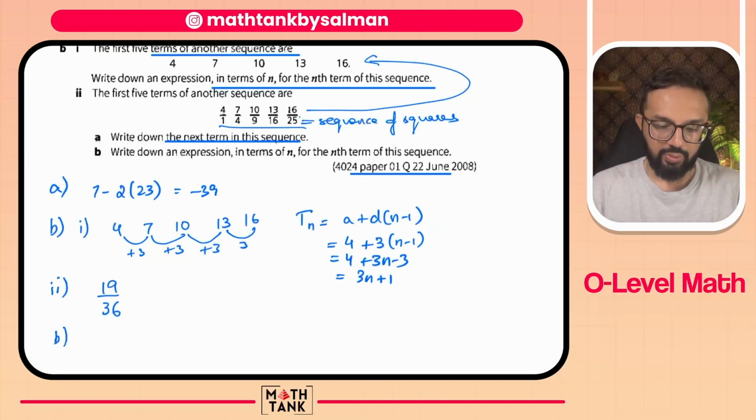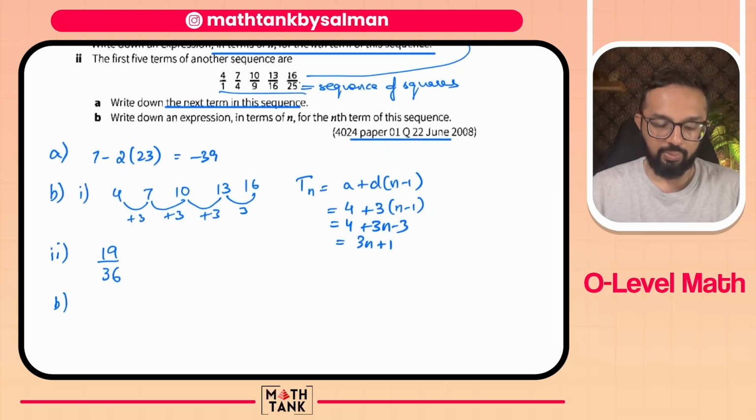It says write down an expression in terms of n for the nth term of the sequence. And this is relatively simple. Since I just see a sequence of squares, the numerator is 3n plus 1. That's what I found in the earlier part. Since it's a sequence of squares, I can just say the denominator should be n squared and nothing else.